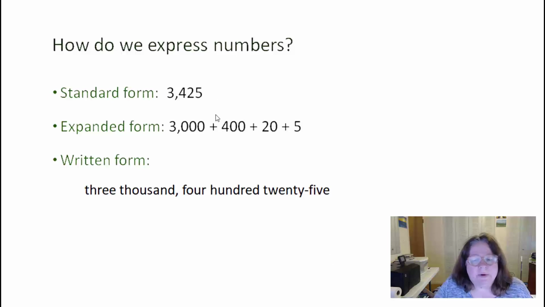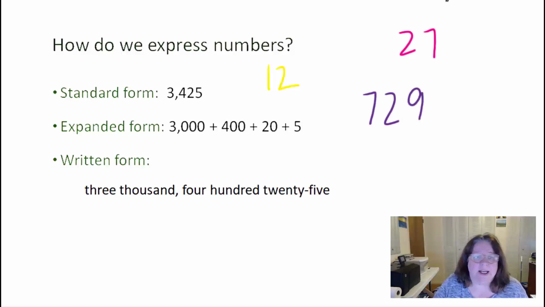Today we're looking at different ways to express numbers and place value. Let's jump right in. There are a couple different ways to express numbers, and what we're going to talk about today is the standard form, expanded form, and written form. The standard form is the one that you're most familiar with. It's just how we write numbers. I could be writing 12, I could be writing 27, I could be writing 729. It's just the standard way of writing numbers.